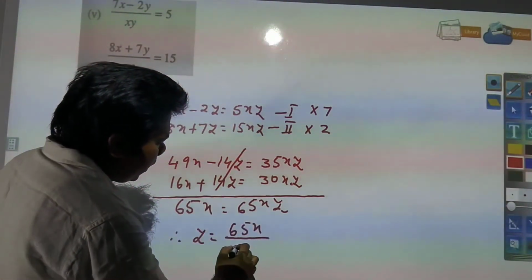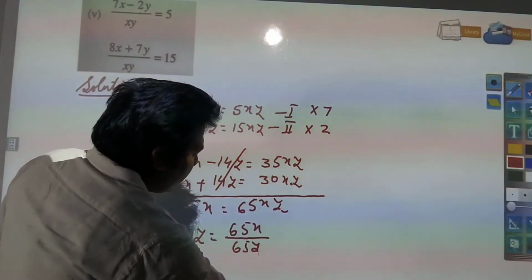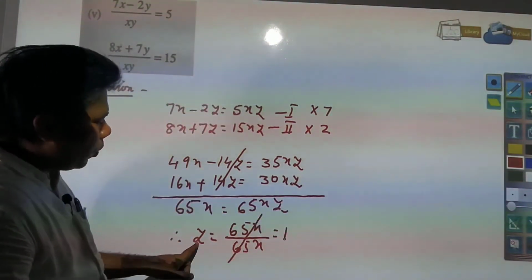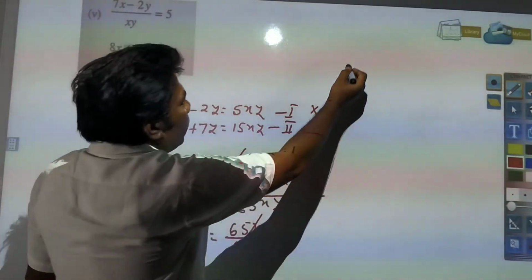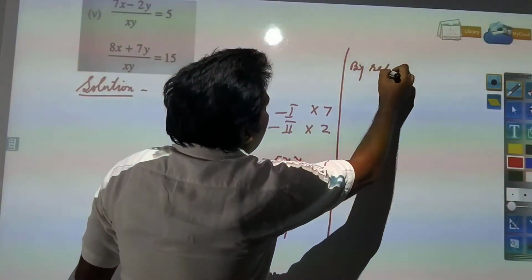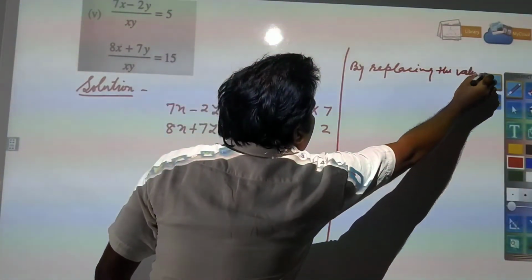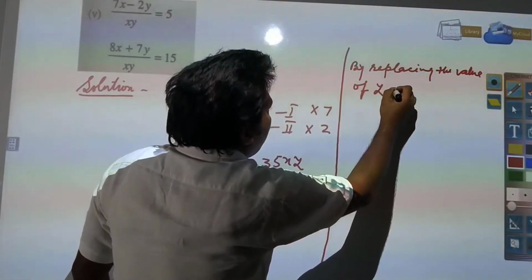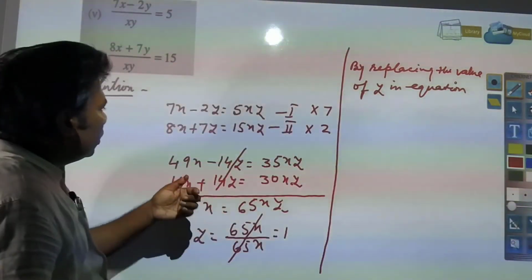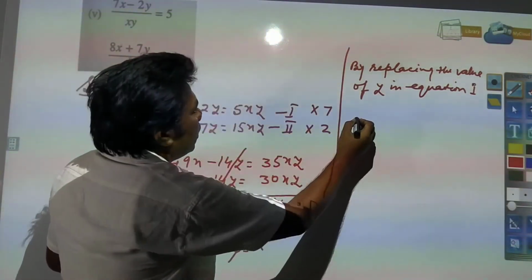65x divided by 65x, so this will be cancelled and you will get 1. So y you have got 1. Now by replacing the value of y in any of the equations, suppose take the first equation, what you have?